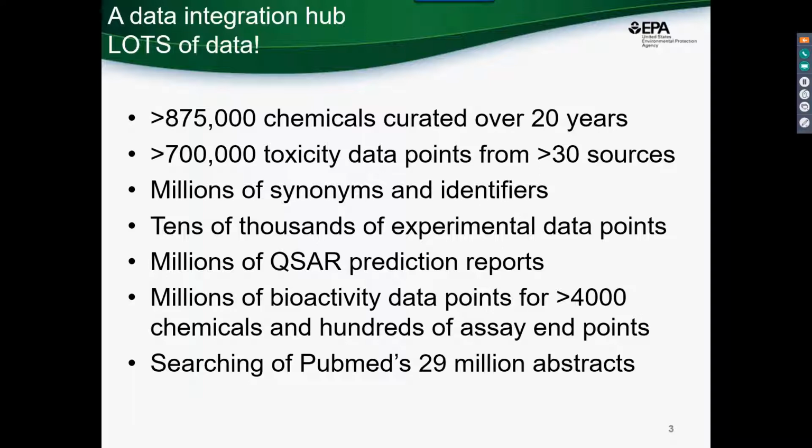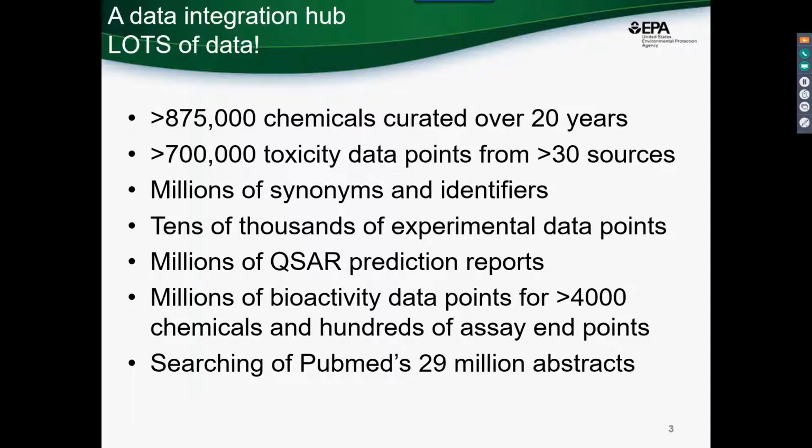The amount of data on here: 875,000 chemicals. Curation has been going on for over 20 years, even though the application itself has only been online for about 4 years now. Over 700,000 toxicity data points from about 30 sources, and this includes data from tens of thousands of literature articles. We have millions of synonyms and identifiers to make searching as expansive as possible. Tens of thousands of experimental data points for log P, water solubility, flash point. For example, we have 14,500 log P values.